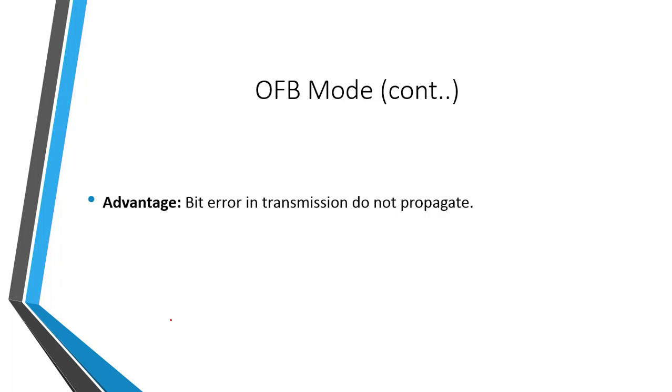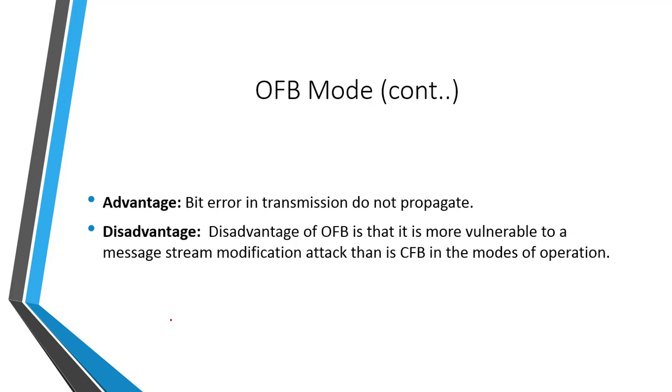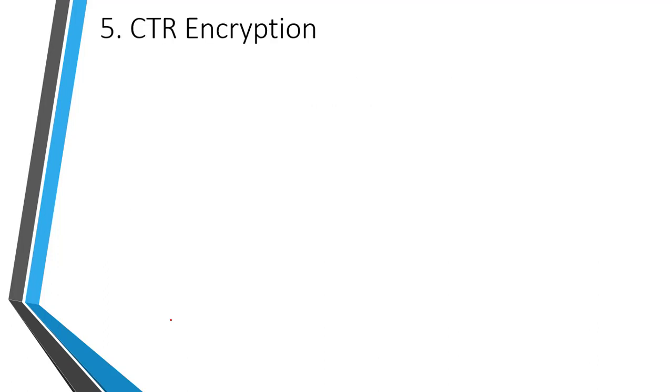The advantage of OFB is that bit errors in transmission do not propagate, and the disadvantage is that OFB is more vulnerable to a message stream modification attack than CFB. Next, the last mode of operation, that is CTR. CTR is known as the counter mode of operation.